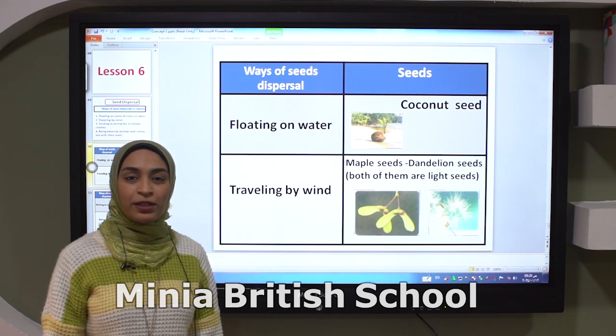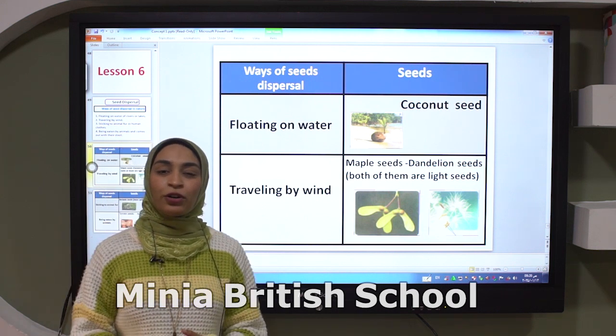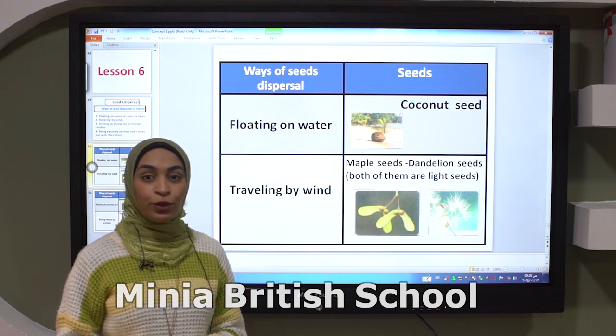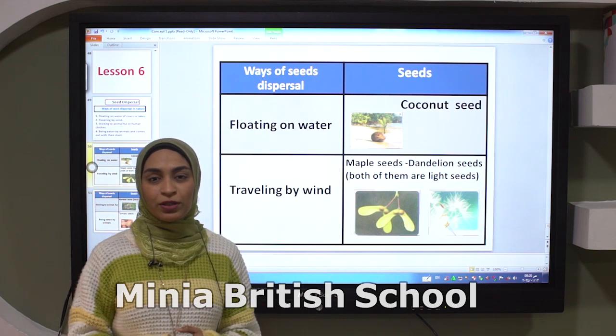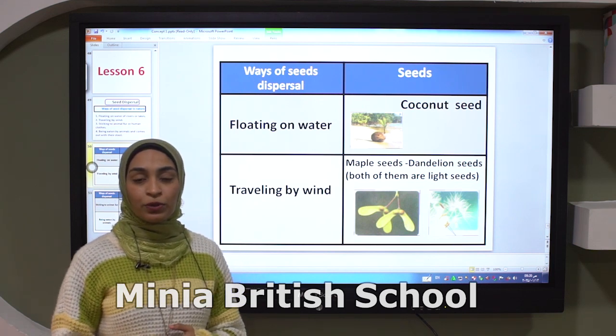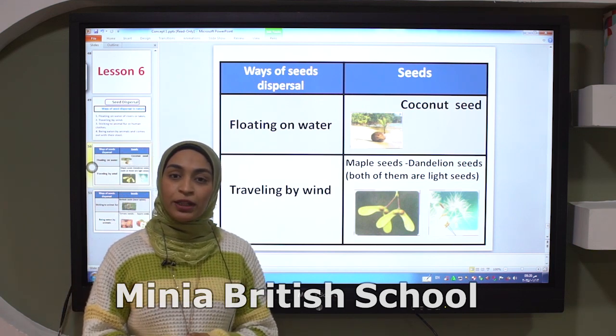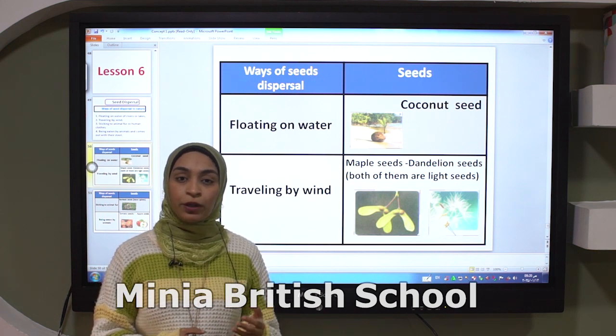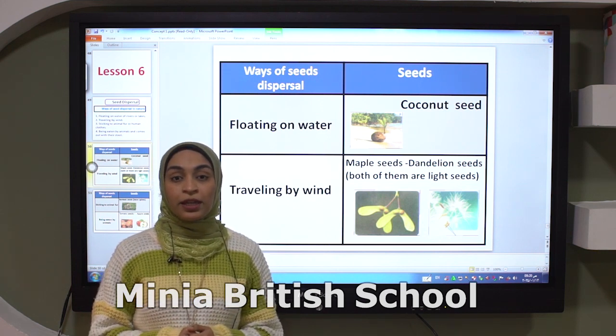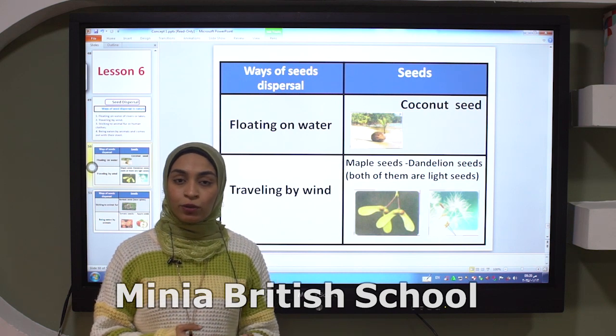Concept 1, the plants. As we know, plants are living things, so they can make their own food through a process called photosynthesis. Let's remember the plant parts, starting from the roots, stem, leaves, and branches. Some plants have flowers and fruits. Plants can grow in air, water, and also soil.